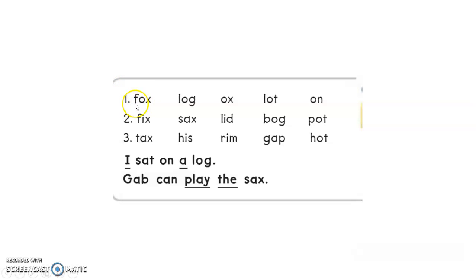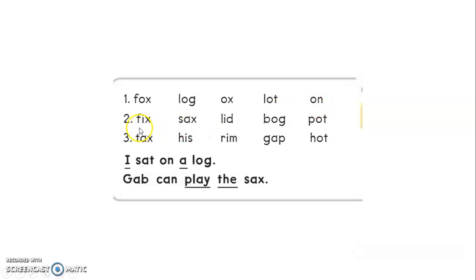Number 1. Ox, fox. Og, log. Ox, ox. Ot, lot. On.